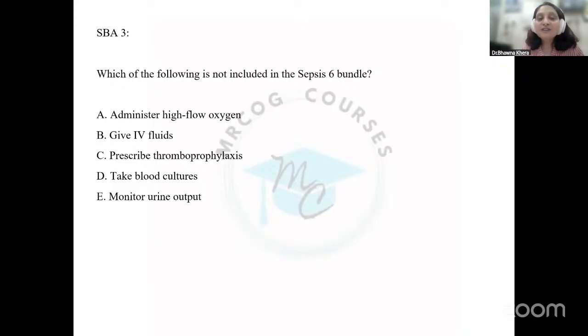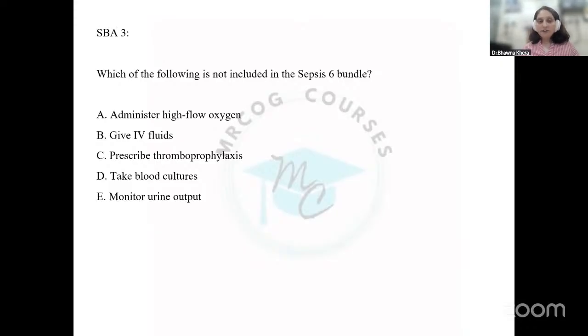Which of the following is not included in the sepsis 6 bundle? Administer high flow oxygen, give IV fluid, prescribe thromboprophylaxis, take blood cultures, and monitor urine output. Which of these is not included in the sepsis 6 bundle?